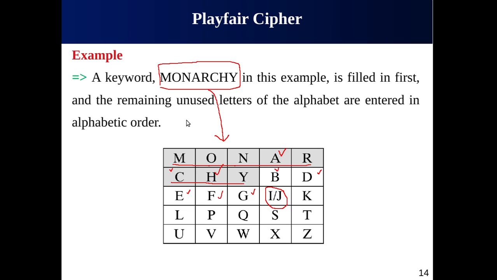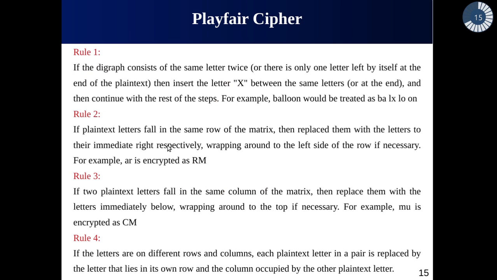Now, this is only one half of the story. We have a keyword, we have a 5 by 5 matrix. What next? We need our plain text. And to encrypt the plain text into cipher text, we have to consider two letters at a time. But there are certain rules. You can study these rules later on. I will try to explain these rules by using an example. These are the rules for converting plain text letters into cipher text letters.